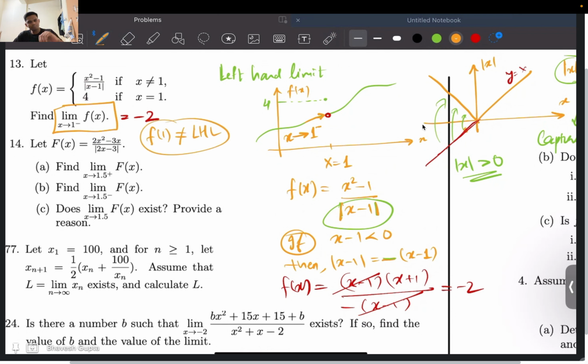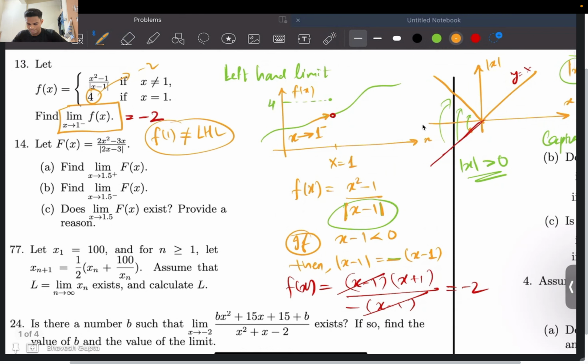Okay, so you can do some regularization over here by just defining the 4 to some -2 to make things proper. That's another advanced level of question. For now they have just asked you what is the left hand limit, so this is how you calculate, right?